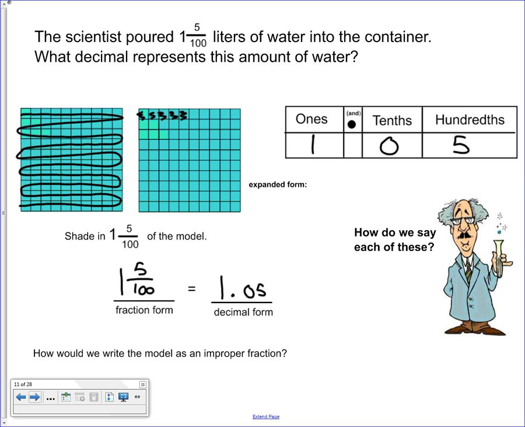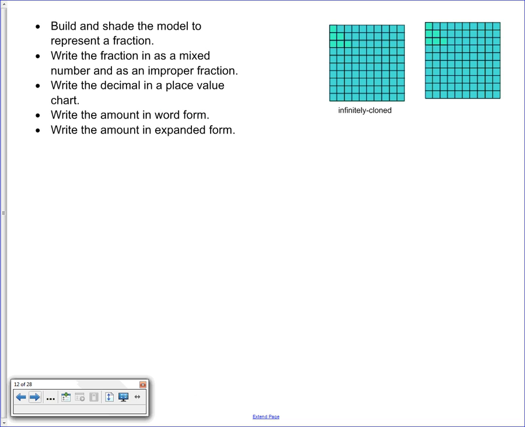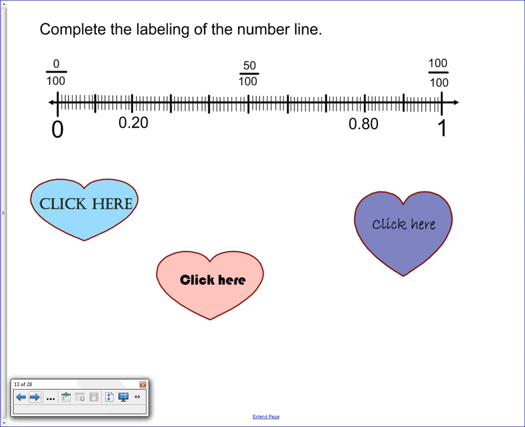Okay. How do we say each of these? 1 and 5/100ths. Okay. And then it's asking me to write it as an improper fraction. Well, that's easy. We've got 100 here and 5 here, so that's 105/100ths. Not too hard there. Keep going. Build and shade the model to represent a fraction. Write the fraction as a mixed number. Skip that.